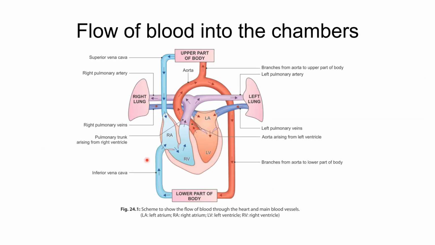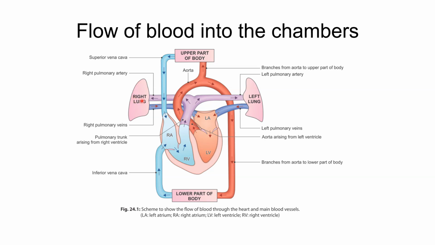Now let us see the flow of blood into the chambers of the heart. The right atrium receives the deoxygenated blood from the upper half and lower half of the body through the superior vena cava and inferior vena cava, and from the right atrium it passes through the tricuspid orifice into the right ventricle, and from the right ventricle it passes through the pulmonary orifice into the pulmonary trunk, and then through its divisions into the right and left pulmonary arteries, this deoxygenated blood will reach the right lung and left lung. So that is about the pulmonary circulation.